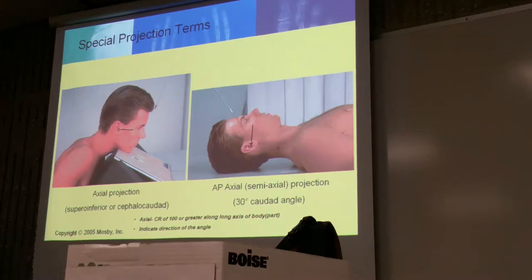Of the body part is an axial projection. Can you give examples? Just trying to explain that.